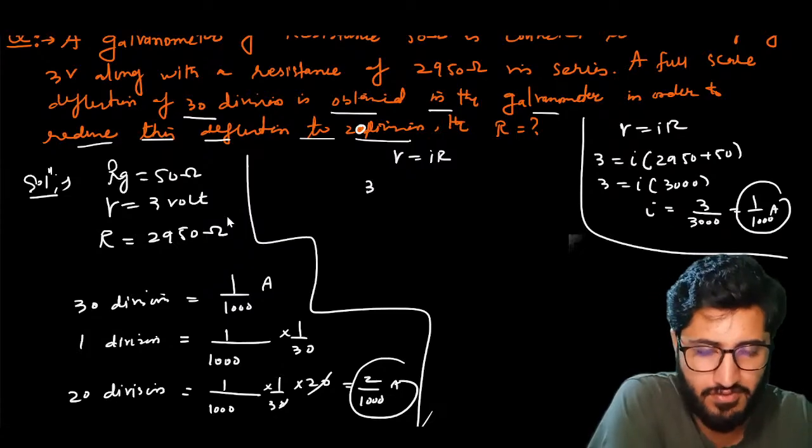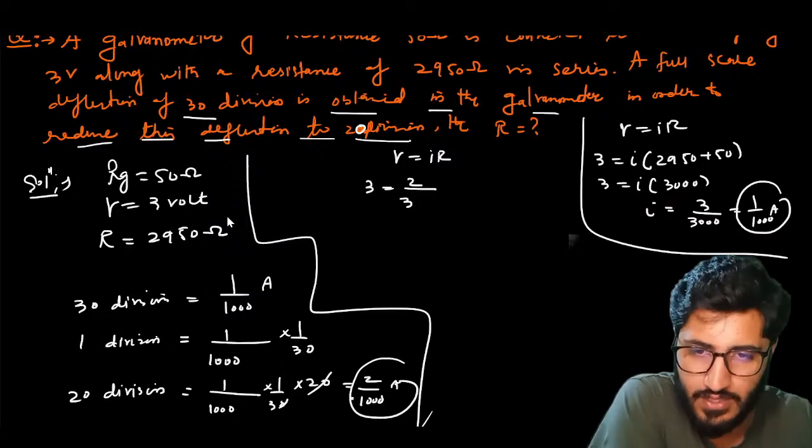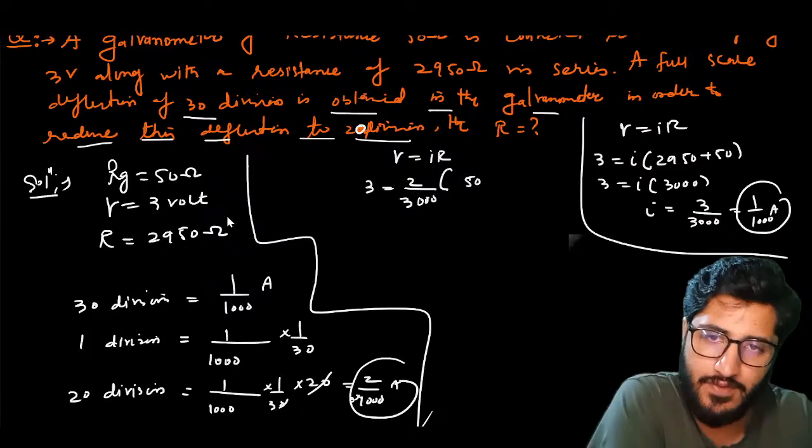V is how much? 3. I is 2 divided by 1000, not 3000. It is 3000. R, what is R? Sir, R is 50 plus R.